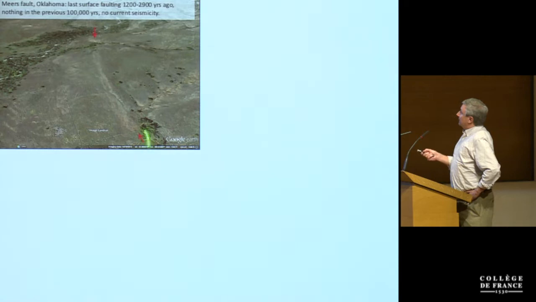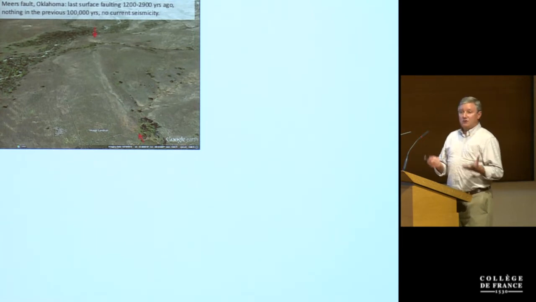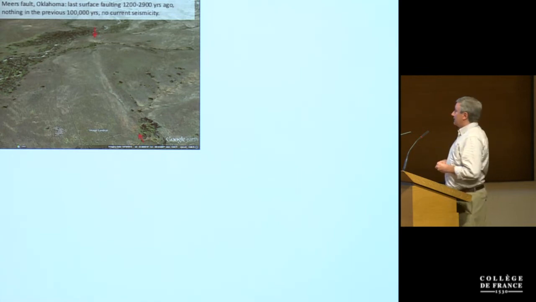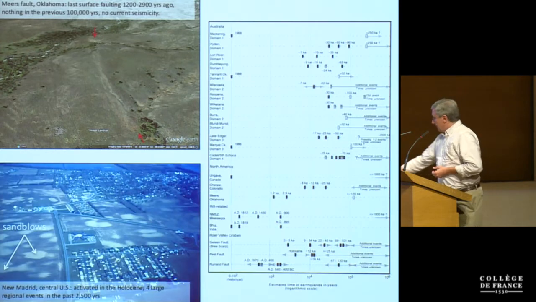This is a fault in Oklahoma, the Meers Fault. You can see it in this Google picture here. Last surface faulting was 1,200 to 3,000 years ago. Nothing that we know of in the previous 1,000 years. No current seismicity on that fault. Oklahoma, as for those of you who've been there as tourists maybe, is pretty flat, and there's no geologic or recent geological structure that is associated with this kind of feature.